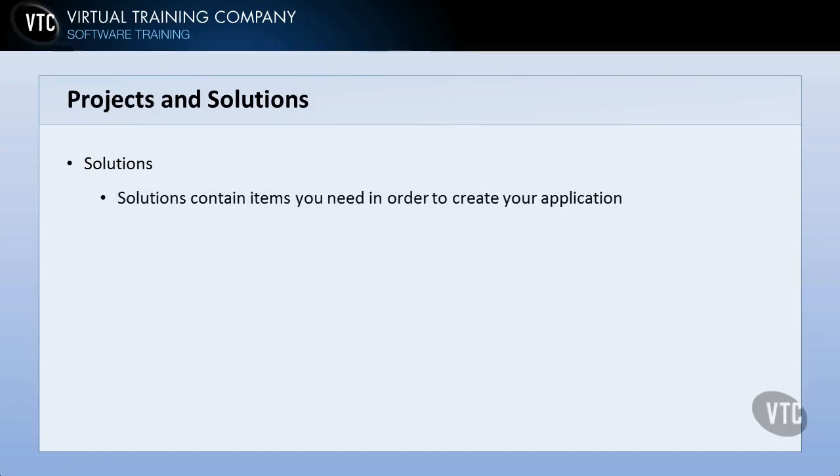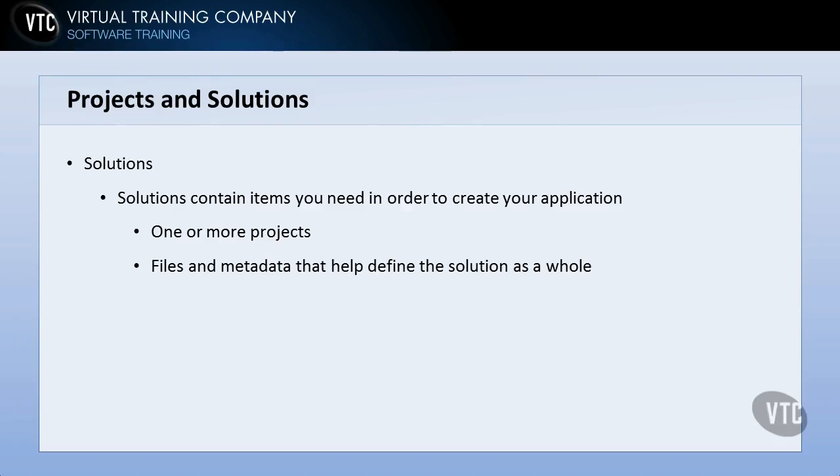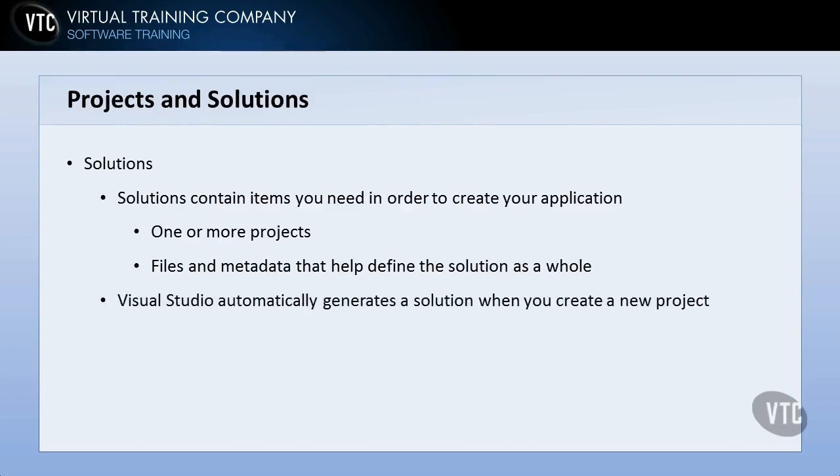Now, solutions contain items you need in order to create your application, like one or more projects. You'll see files and metadata that are designed to help define the solution as a whole. Now, Visual Studio automatically generates the solution whenever you create a new project. And Visual Studio stores the definition for a solution in two files. Now, I pointed out in the Visual Studio tour that when you create a new project, there's a little checkbox down there, and you can choose to have each solution stored in its own directory.